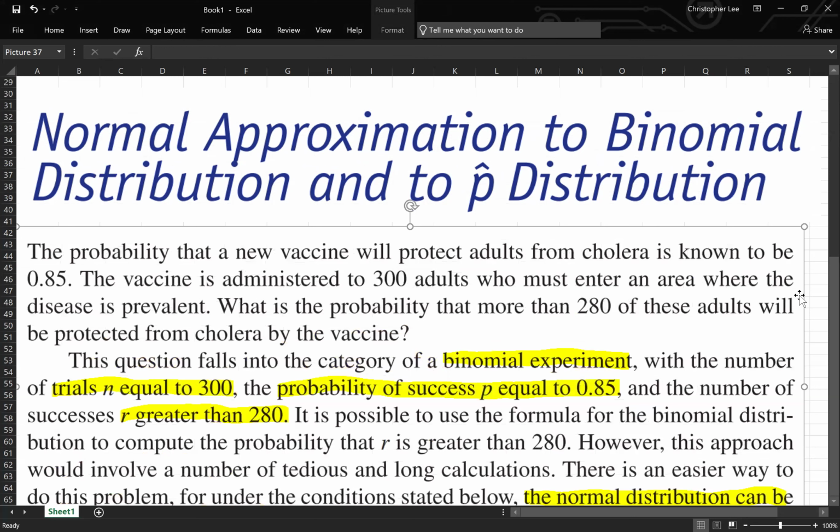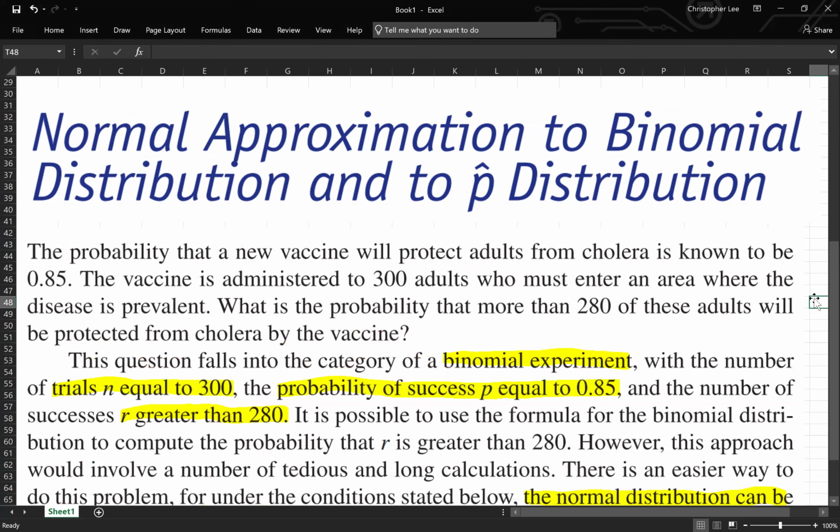So the probability that a new vaccine will protect adults from cholera is known to be 0.85. The vaccine is administered to 300 adults who must enter an area where the disease is prevalent. What is the probability that more than 280 of these adults will be protected from cholera by the vaccine?